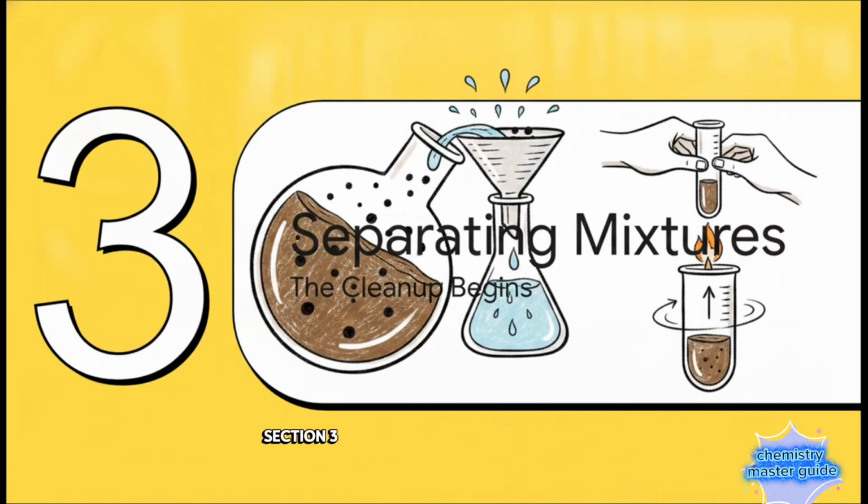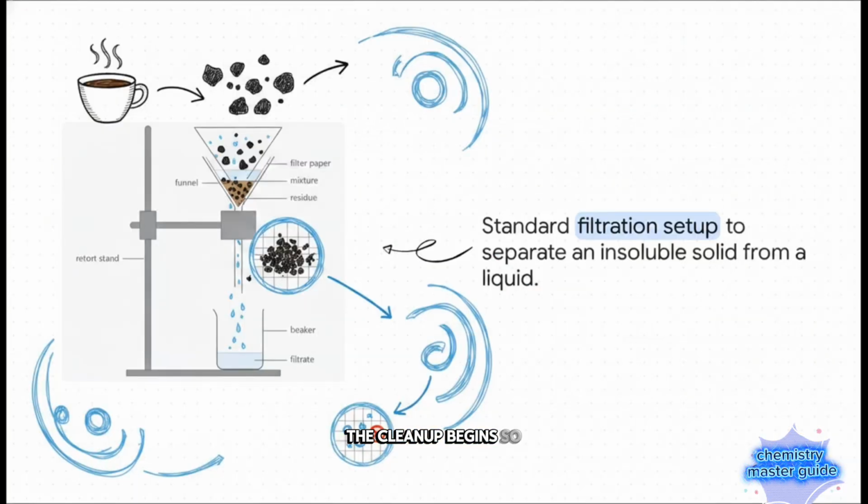Section 3. Separating solid-liquid mixtures. The cleanup begins. So, how do we untangle messy mixtures without relying on any chemical reactions? Well, our very first line of defense is simple filtration. You've probably done something exactly like this when making your morning coffee. We set up a filter funnel and line it with a piece of porous filter paper.